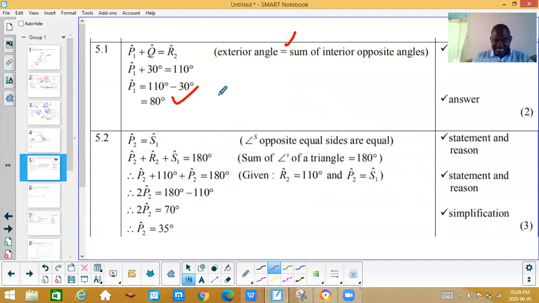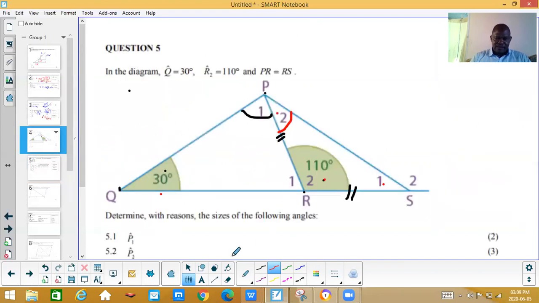We are starting off with it in grade 10. In grade 11, it will be there. In grade 12, it will be there too. You must give the reasons that are appropriate. Now from there, you go on to find P2. We want to find P2.